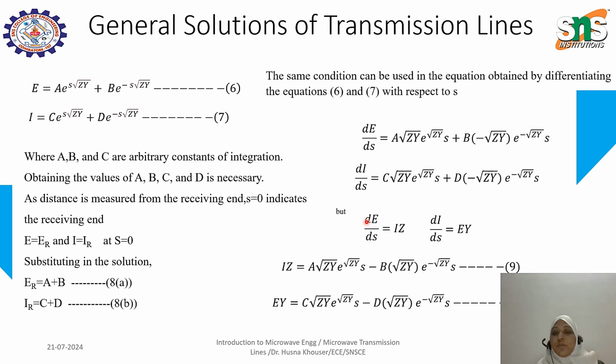We know dE by ds is equal to Iz and di by ds is equal to Ey. Now we substitute these equations into 6 and 7. So Iz is equal to A into root of zy e to the power of root of zy into s minus B into root of zy e to the power of minus root of zy s. Similarly, di by ds will be replaced in the form of Ey, and the same term will be replaced here. In the next lecture, we'll complete the equations of the transmission line model.